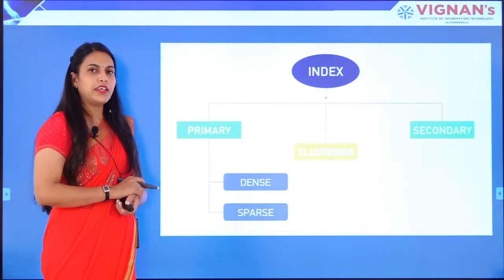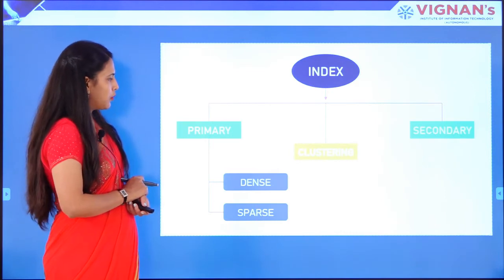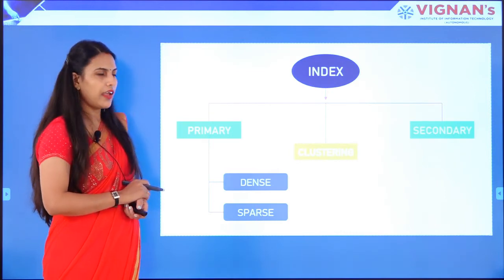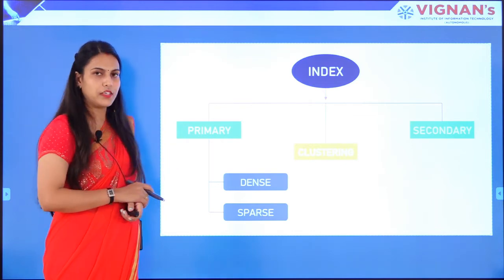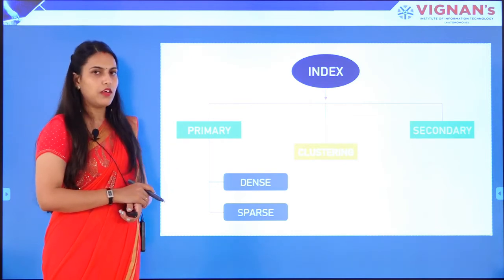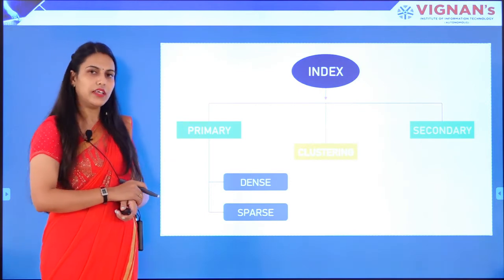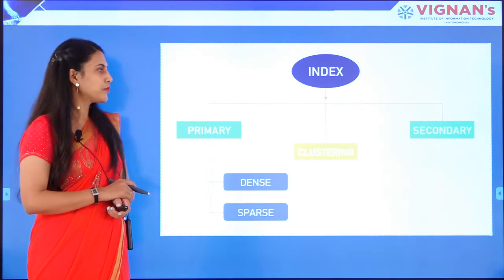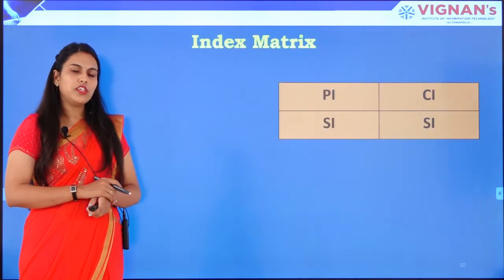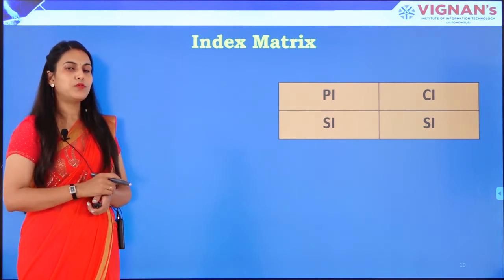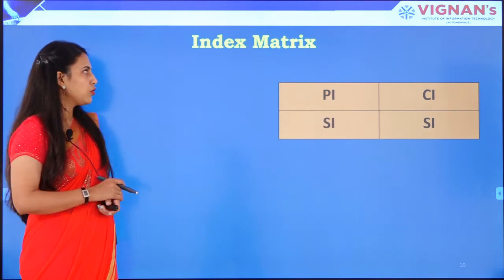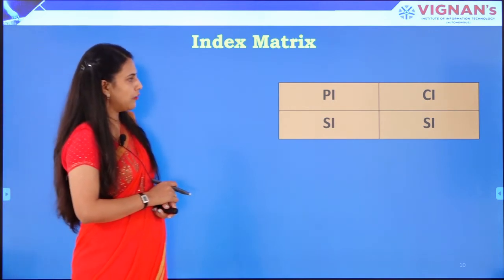So we have different types of index: primary index, clustering and secondary index. Again, primary index is having two variations, dense and sparse. So we will discuss each index in detail one by one. Now which index to be used in which situation, for that we need to follow a matrix. So this is the index matrix we have.